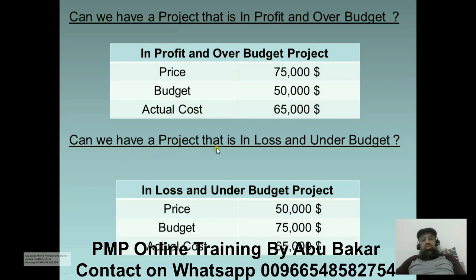Second question, can we have a project that is in loss but still under budget or saving? Yes, similar scenario. Price was 50,000. That means we are considering an intentional negative profit scenario where the contractor decided to charge the customer less than what it needed. Budget allocation was $75,000 and the actual cost was $65,000. So in this case, we are in loss but still the project manager has saved something. So this shows you cost is a different thing, price is a different thing. Thank you.